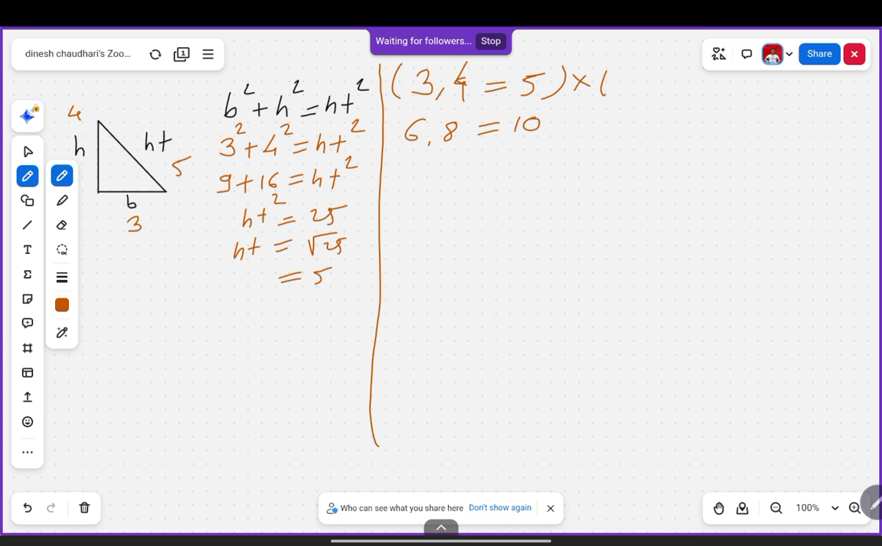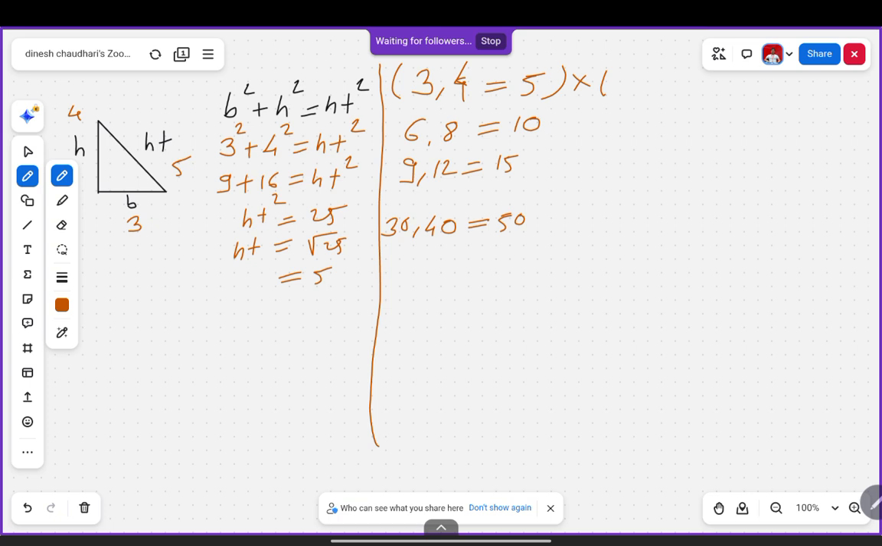This trick is very interesting because in competitive exams, if you want to compute hypotenuse very fast, you can just keep this pattern in your mind and you can get hypotenuse in seconds. Similarly, if the multiplication factor is 3, then 3 into 3 is 9, 4 into 3 is 12, then hypotenuse will be 15. And so on. If someone asks you, if my base is 30 and height is 40, then what will be the hypotenuse?